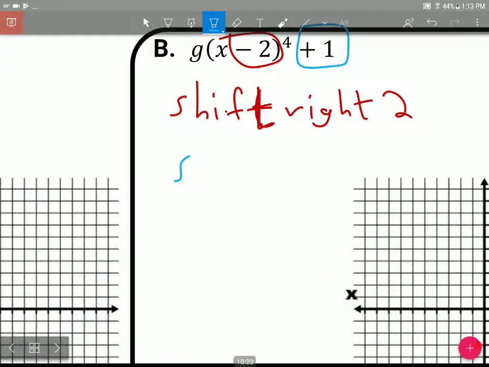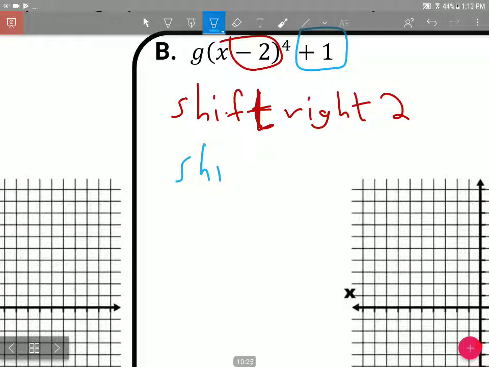Why is my thing lagging so bad? It's because I'm recording as well. I forget that.